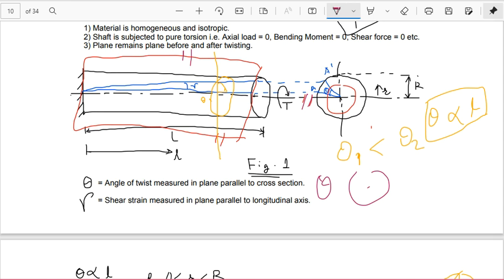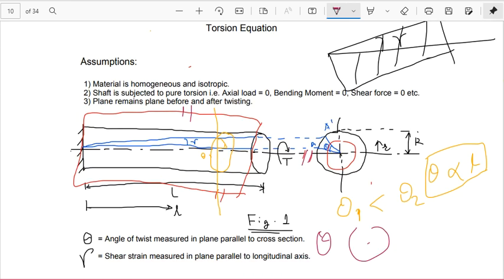Now, before starting to derive the torsion equation, let us look at the assumptions. We assume that the material of the shaft is homogeneous and isotropic. After that, the shaft is subjected to pure torsion. That means there is no other axial load, bending load, or external shear force. All these are zero.